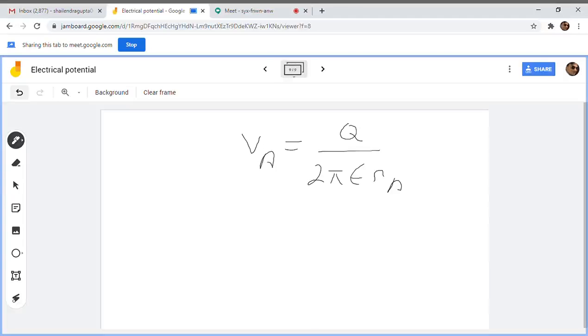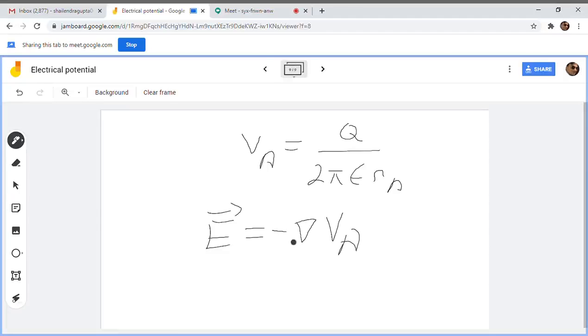So what is the formula? The formula is this: vector E is equal to minus the gradient of VA. What is gradient? Gradient is just the rate of change of that potential. So you will see here it is a scalar quantity and here it is a vector quantity. So this gradient should be a vector quantity.